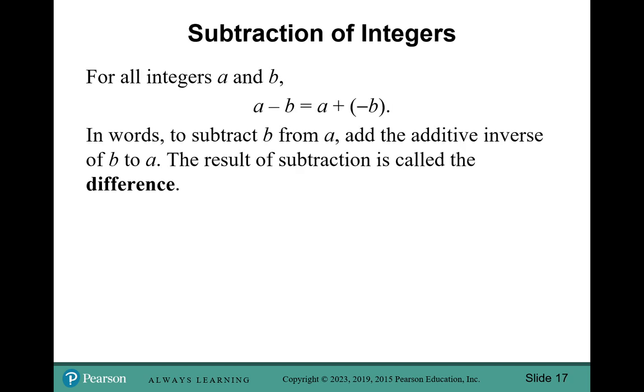Let's define subtraction of integers. For all integers a and b, a minus b is a plus the negative b. In other words, we will subtract b from a. To subtract b from a, we add the additive inverse of b to a. The result of a subtraction is called the difference.